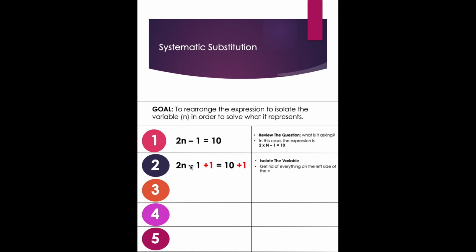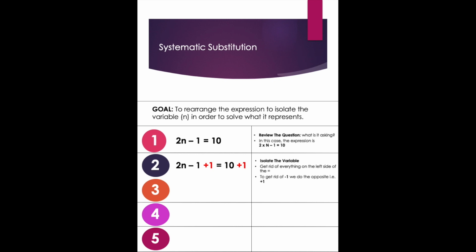So we've got a minus 1. To get rid of negative 1, we could add 1. That would make it 0. Negative 1 plus 1 is 0. And you're allowed to do that as long as you do the same to the other side. Now again, this is what's called balancing an equation.